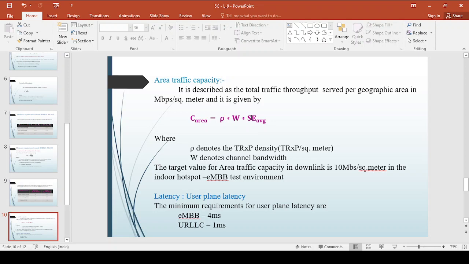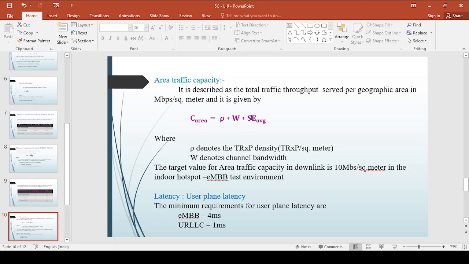Now the target value of area traffic capacity in downlink is 10 megabits per second per meter square. In the test environment of indoor hotspot, this is the particular value that we require in the downlink for the area traffic capacity. Now coming to the latency, you already know latency.